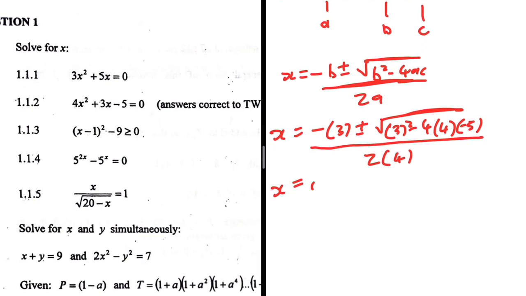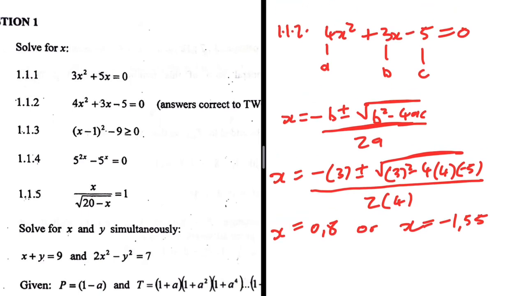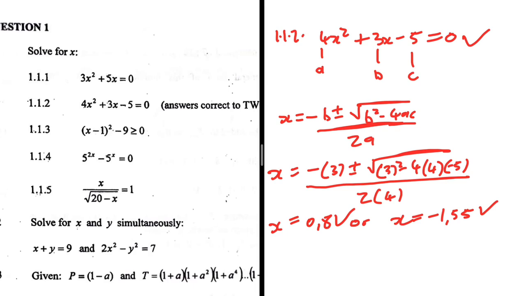We're going to get x equals 0.8 or x equals, so I just need to change the plus sign to the minus sign. When I do that, I get minus 1.55. So there we go. These are our two values of x. I'm getting minus 0.04. So I'm convinced that my answers are correct.